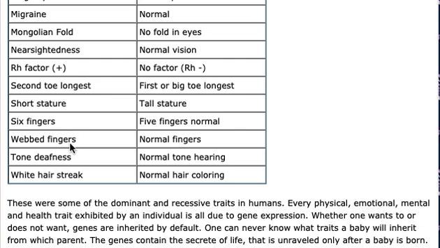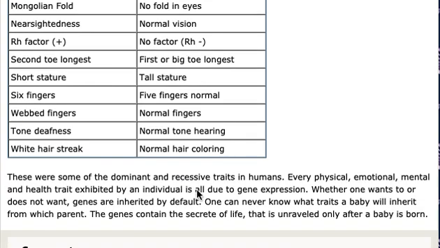Webbed fingers is dominant as opposed to normal fingers. Tone deafness as opposed to normal tone hearing. White hair streak as opposed to normal hair coloring. These are some of the dominant and recessive traits in humans.